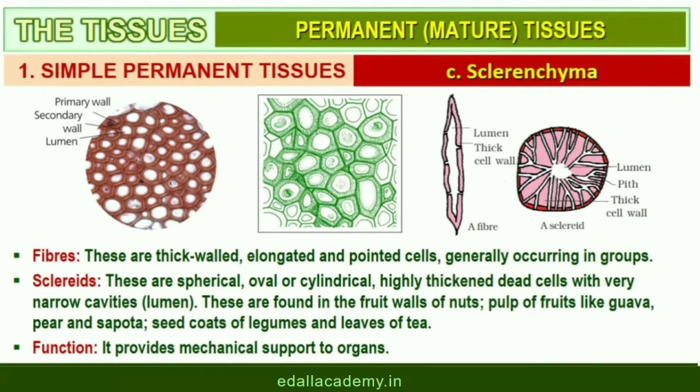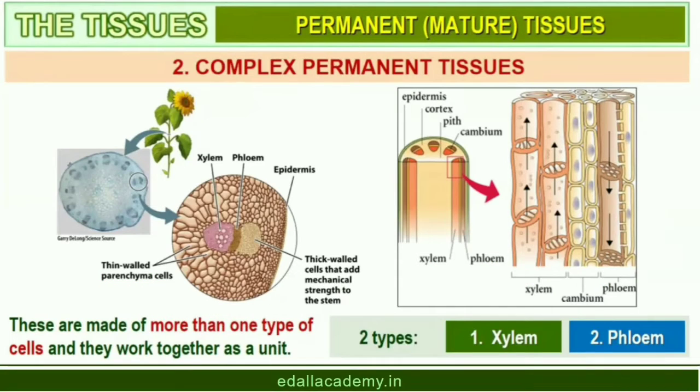These are commonly found in the fruit walls of nuts, pulp of fruits like guava, pear and sapota, seed coats of legumes and leaves of tea. Sclerenchyma provides mechanical support to organs. Now the second type of permanent tissue, complex tissues.